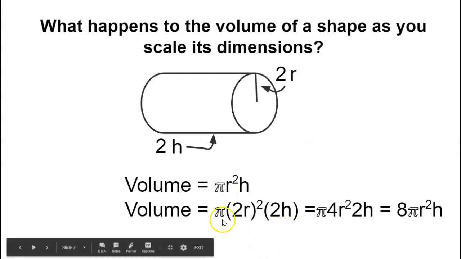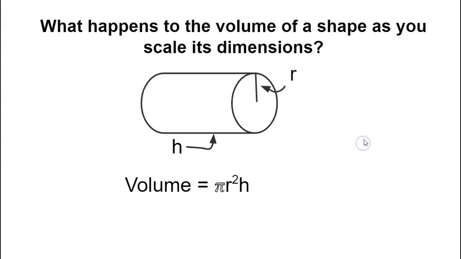So let's do our formula. So if I have pi r squared, but this time my r is 2r, and then my height is 2h, one of the things we have to remember is laws of exponents tells us that if you have an exponent outside of the parentheses, everything inside has to be squared, because we're doing 2r times 2r. So that actually becomes pi 4r squared. And then we have that 2h still there. If we take the 4 times the 2, we actually end up with 8. So the original volume, pi r squared h, gets multiplied by 8. So if we scale the dimensions by 2, then the volume gets multiplied by 8.